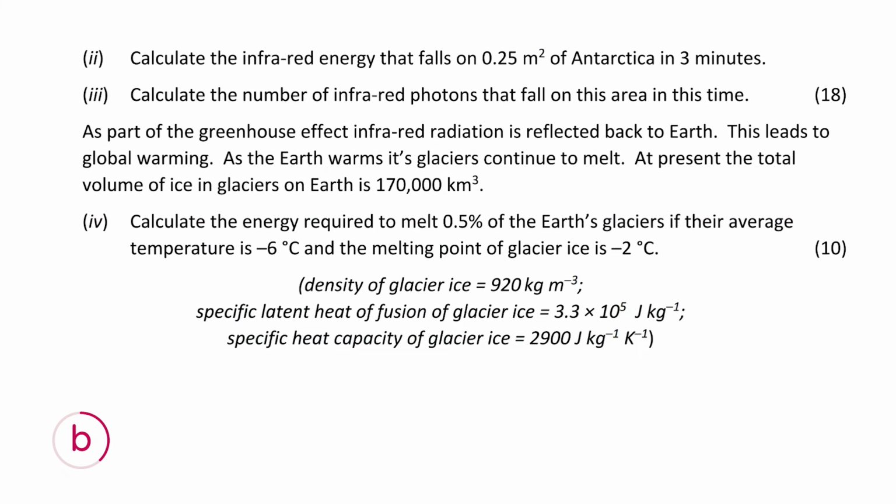Going back to the question given to us in part 4, just underneath it, we are told a little bit of information here. One of the important pieces of information given to us is that the density of glacier ice is 920 kilograms per meter cubed. So we can actually use this now, as well as the density formula, to find the mass of this 170,000 kilometers cubed.